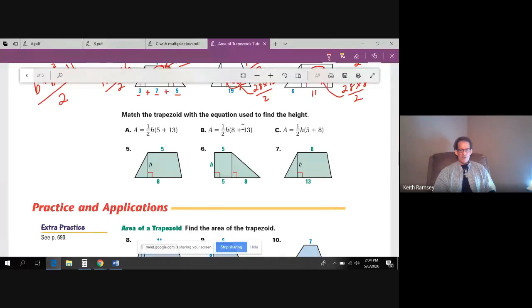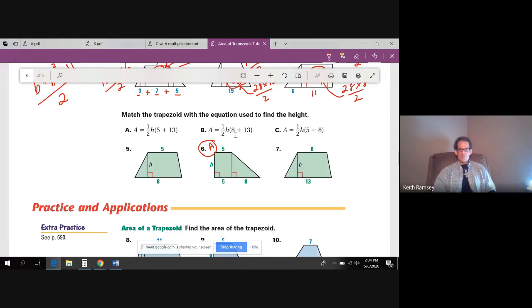This one says 5 plus 13. So that's the top plus the bottom. But this one, the bottom is 8. So this can't be A. Let's look at this one over here. 5 plus 13, 5 plus 8. That's 13. I think that A would go with number 6 right here. I think this is A.